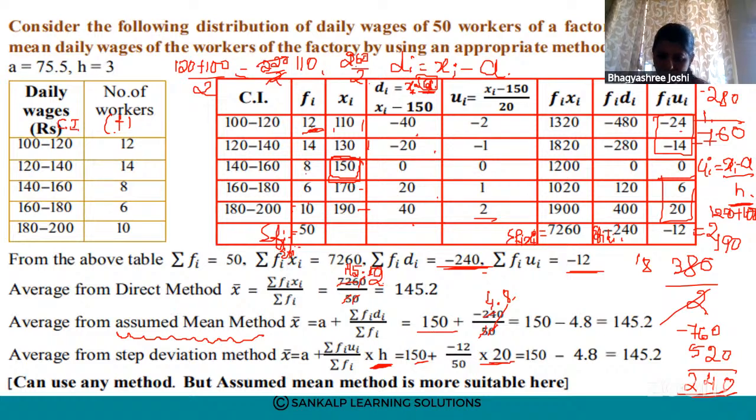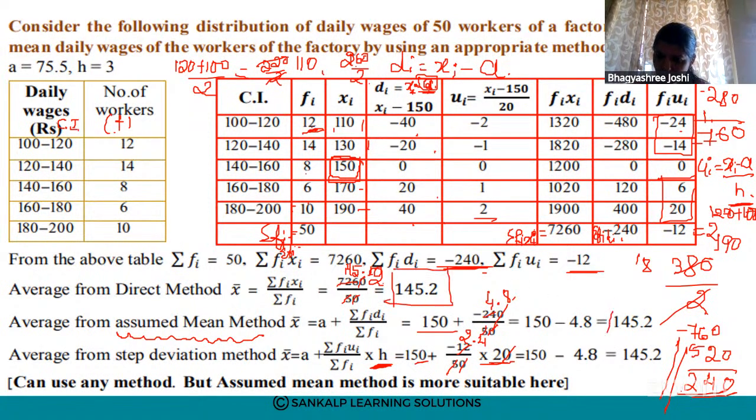So if you calculate all these values, 0, 0 will get cancelled. 5 ones are, 5 2s are 10. So 2 remains, 5 4s are 20. So 2.4 into 2, that is 4.8. 150 plus into minus 4.8 here also. This is 145.2. In all the cases, mean is same here.